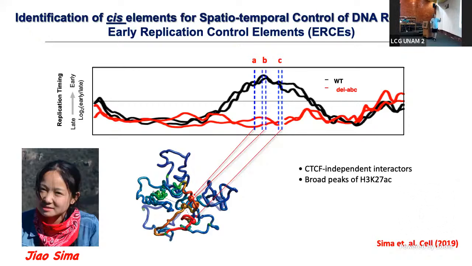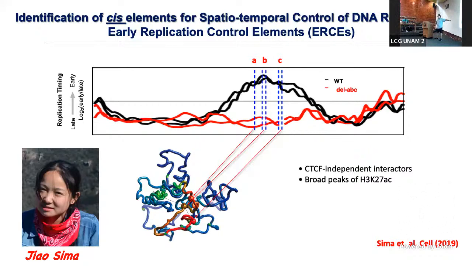And what we found was that there were 3 points in this domain. This is a domain that's replicated early in embryonic stem cells and late in all other cell types. And we looked in detail at this domain. And we found that there were these 3 points that were interacting in space. Those points did not contain CTCF.